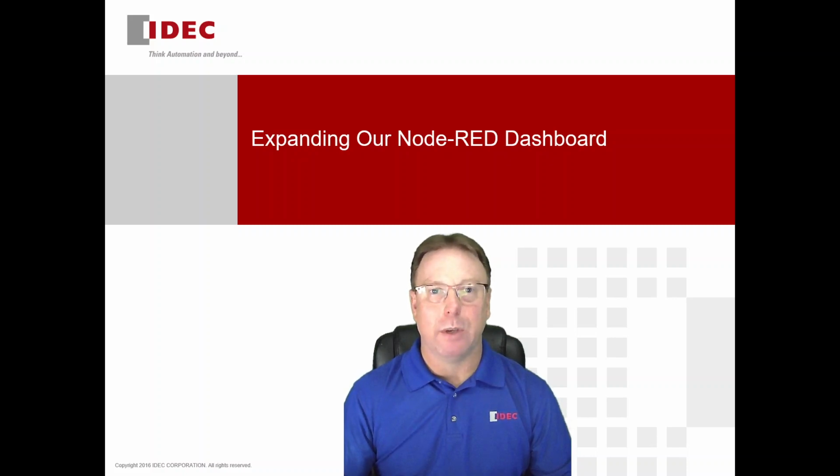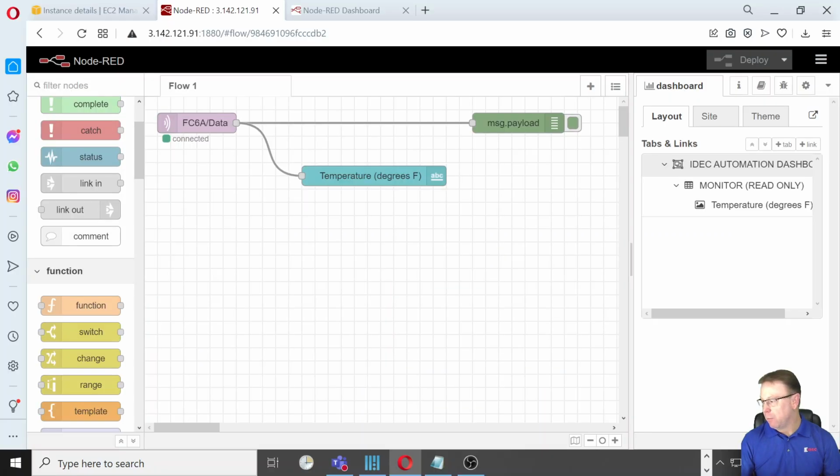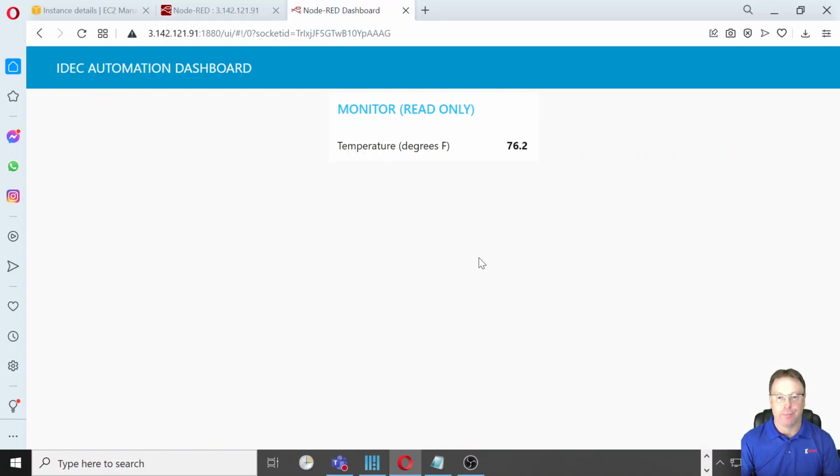In this video we're going to expand on some of the objects that we were using in our Node-RED dashboard. So let's get started. First, let me get out of your way and let's open a web browser and get back into our Node-RED workspace here. This is where we left off, where we were able to show the temperature as just a text in our Node-RED dashboard, and that was working great.